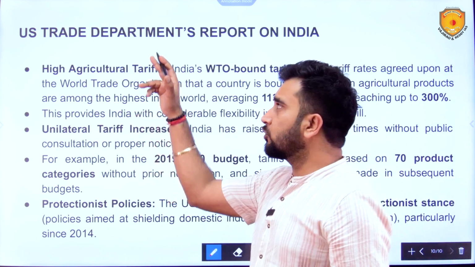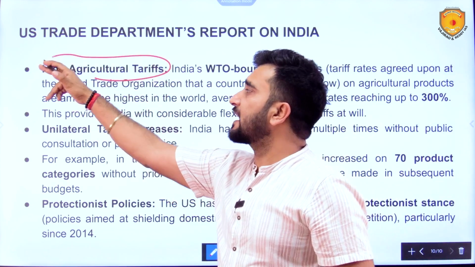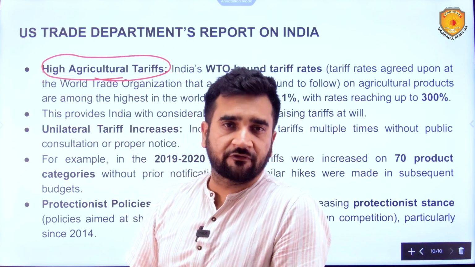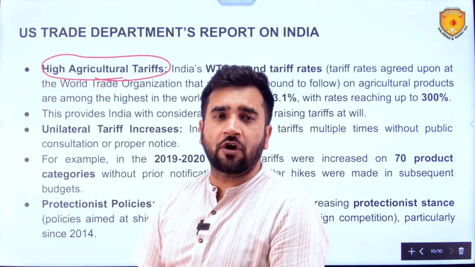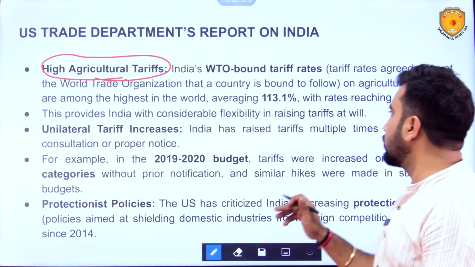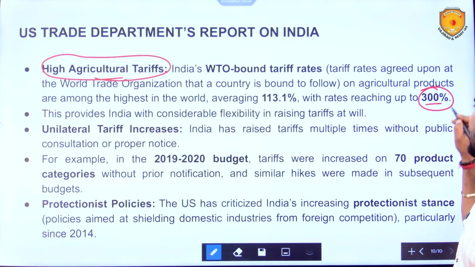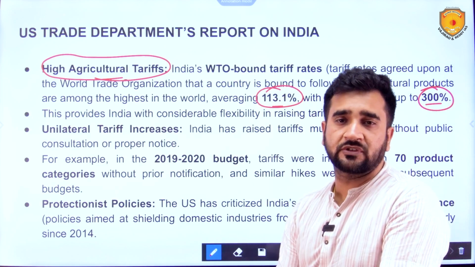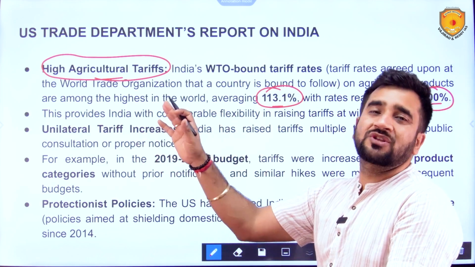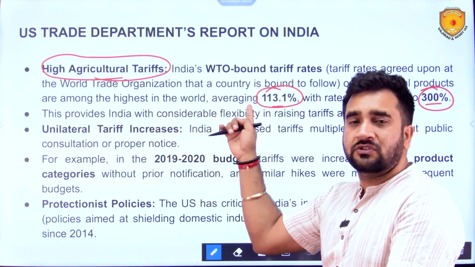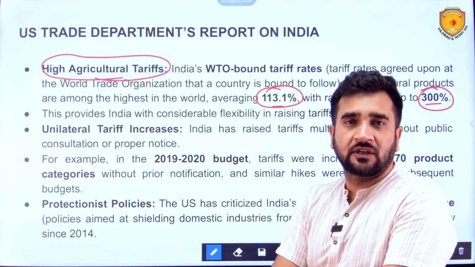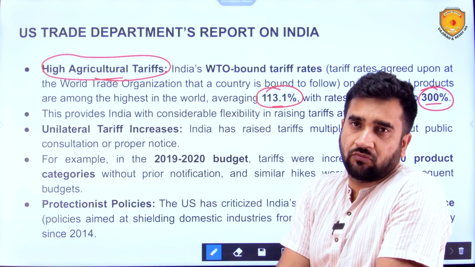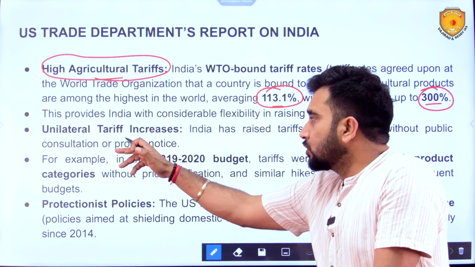According to the US Trade Department, India imposes higher agricultural tariffs. Why? Because India wants to protect the interest of the domestic farmer. According to the WTO, we are entitled to impose agricultural tariffs up to 300%, and on an average, we impose 113.1%. The USA and other countries are putting pressure on India to reduce this tariff on agricultural products. And India says that I will be compromising the interest of my domestic farmers, so it is difficult for me to do so.